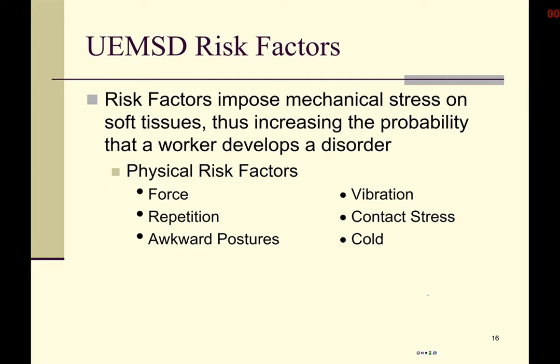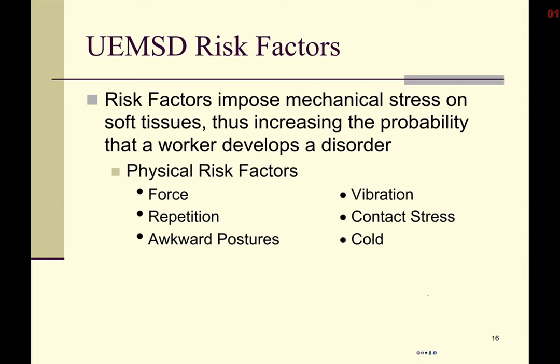The risk factors for upper extremity MSD are those factors that increase the probability a worker will develop a disorder. And there are mechanical stresses, which this will focus on. There are also psychosocial stresses that we're not going to focus on. So we're going to focus on the physical stresses.